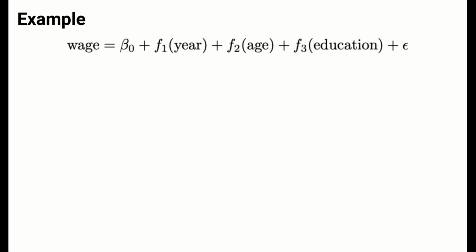Let's look at a graphical example of how the output of a GAM is depicted. Say that we want to model hourly wages as a function of the year, an individual's age, and education level. A general GAM formulation is shown here. We say that wage is a function of an intercept term to set the baseline wage, as well as arbitrary functions of year, age, and education level. In particular, let's specify that these functions should take the form of estimates from local regression.